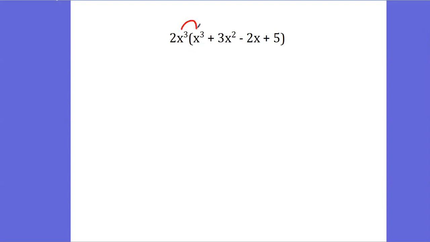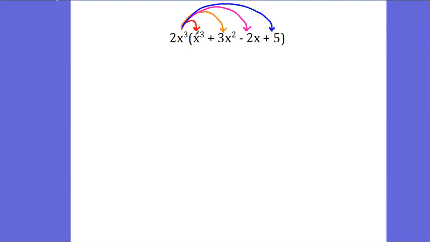So I need to make sure that I multiply 2x cubed times x cubed. I need to make sure that I multiply 2x cubed times 3x squared. And I need to take 2x cubed times negative 2x. And I need to take 2x cubed times positive 5. All right, so let's work this out step by step.